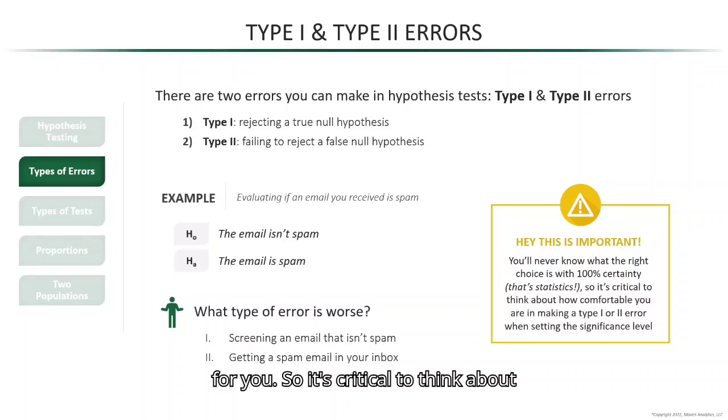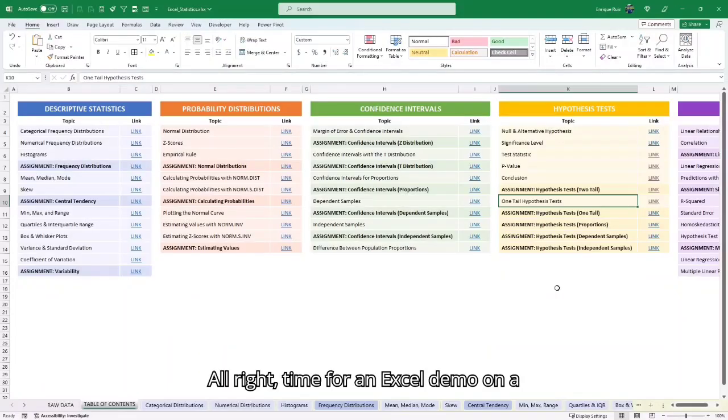So it's critical to think about how comfortable you are in making a type 1 or type 2 error in each hypothesis you test when setting the significance level. You might still make the wrong decision, but at least you minimize your chances of that happening. Alright, time for an Excel demo on a one-tail hypothesis test.